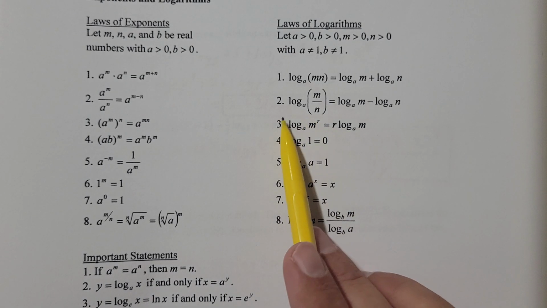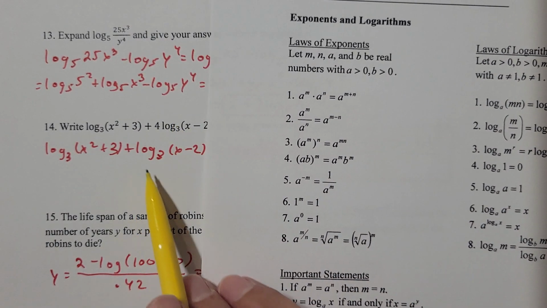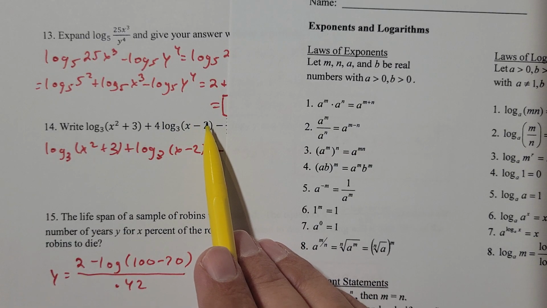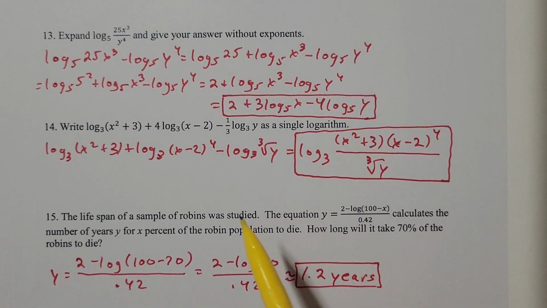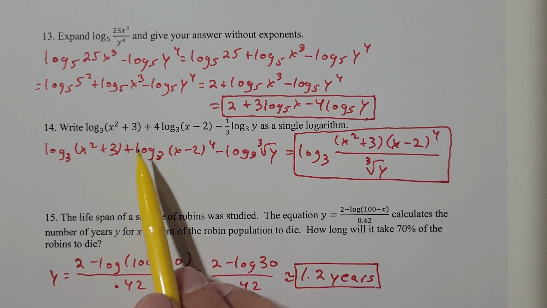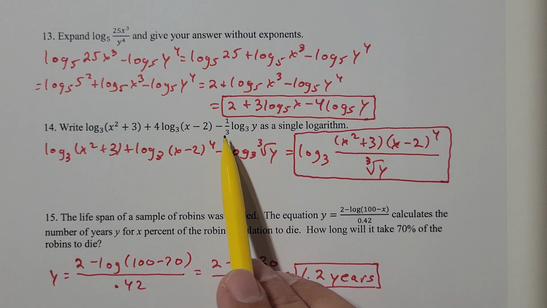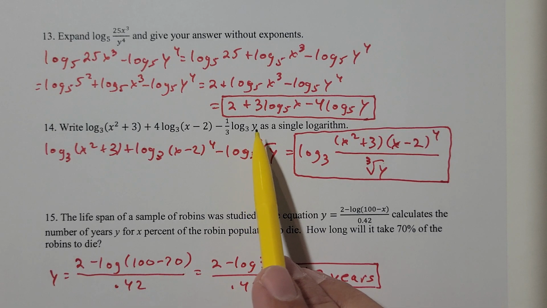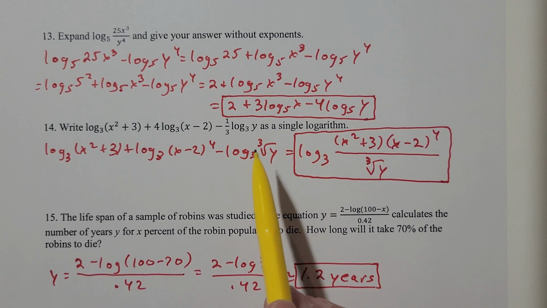So just as powers can come out of logarithms, if I have a multiplier, like in this case I got 4 as a multiplier, I can pull that back inside so that it's a power of the inner part. Okay, so I'm going to have log base 3 of x squared plus 3 plus log base 3 of x minus 2 to the fourth, and then I can do the same thing with this 1/3. It's going to be minus log base 3 of y to the 1/3 power. Y to the 1/3 power, that's the same thing as the cubed root of y.